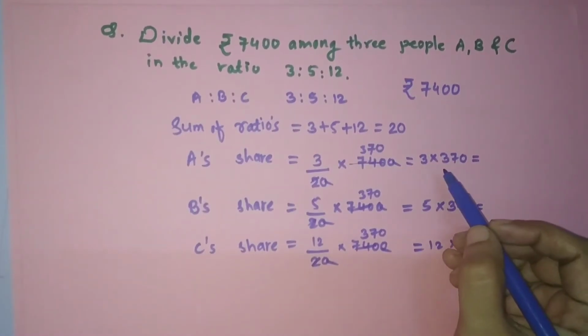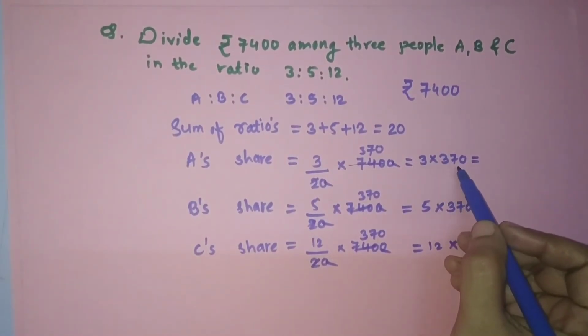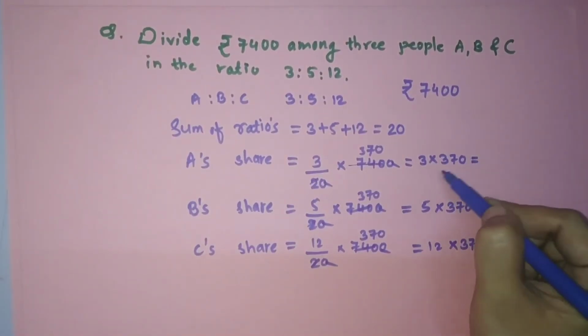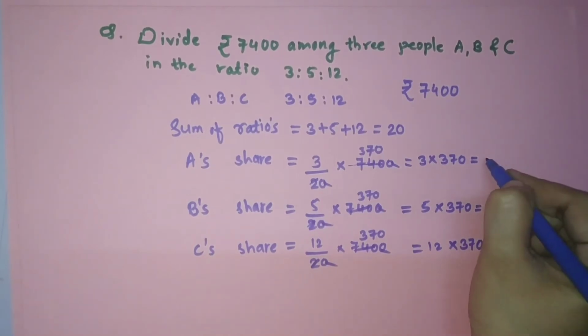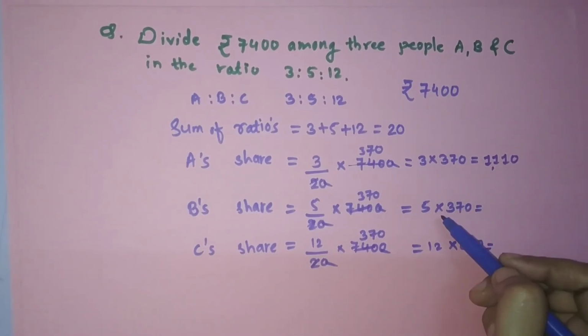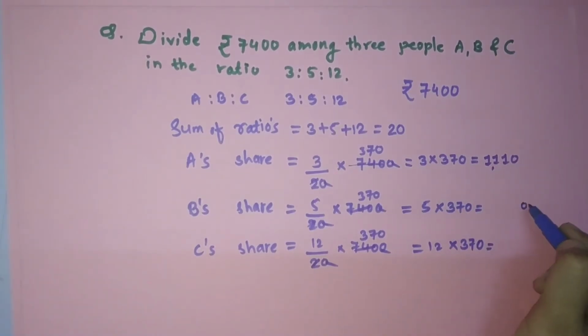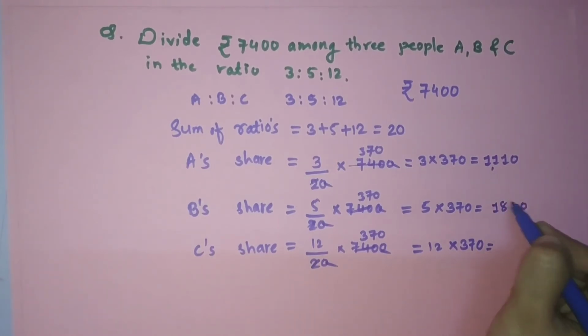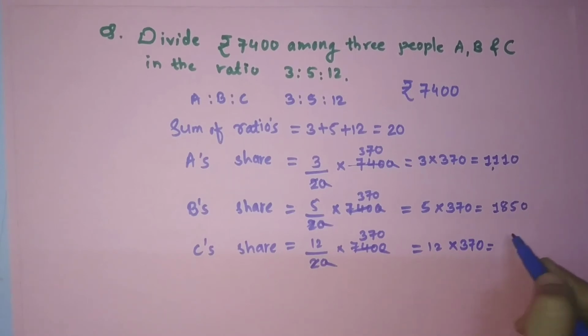So friends, here we'll take 3 multiplied by 370. We'll get 1110 rupees here. And B's share is here: 5 zeros are 0. Again we'll multiply, 5 sevens are 35. So we'll get 1850 here. So that means 1850 rupees.